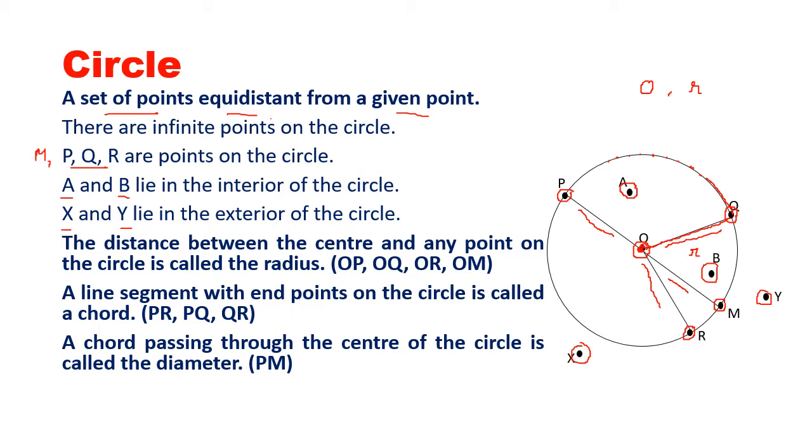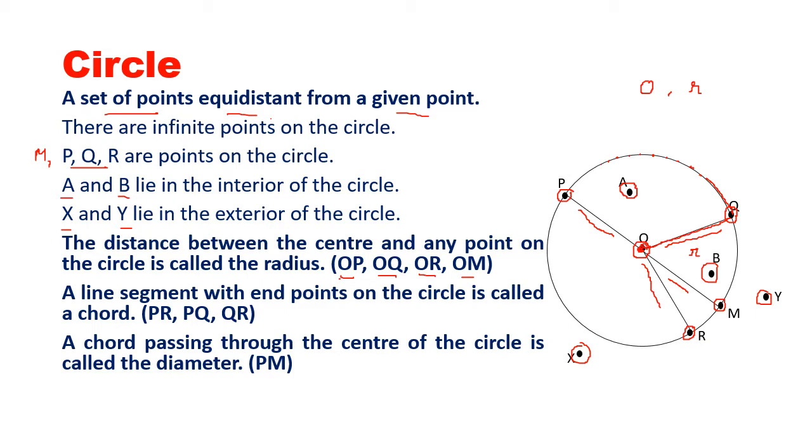The distance between the center and any point on the circle is called the radius. So in this figure we have got 4 radii. OP, the distance from the center to the point P. OQ, the distance from the center to the point Q. OR, the distance from the center to the point R. And OM, the distance from the center to the point M. Since these points M, P, Q and R lie on the circle and they are equidistant, all these are called radius.